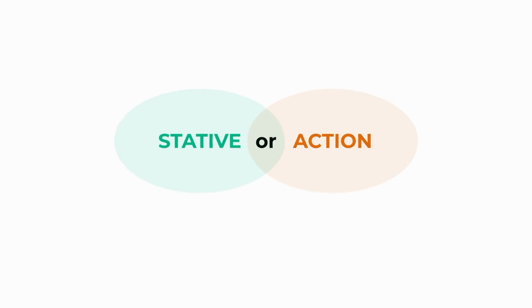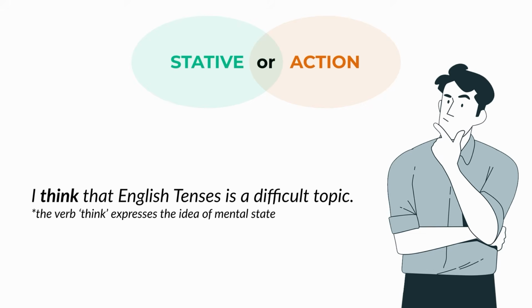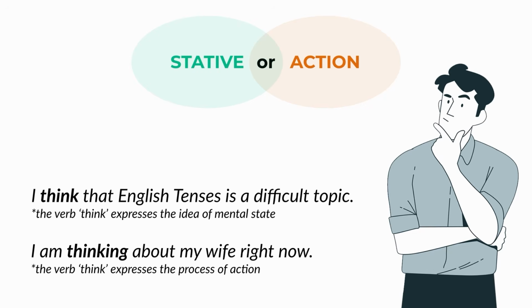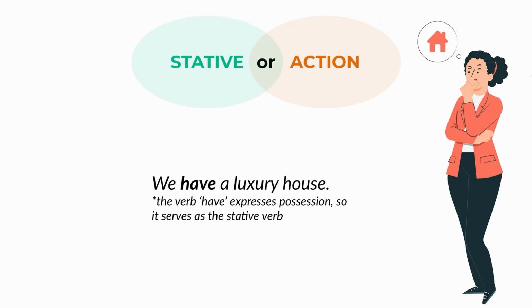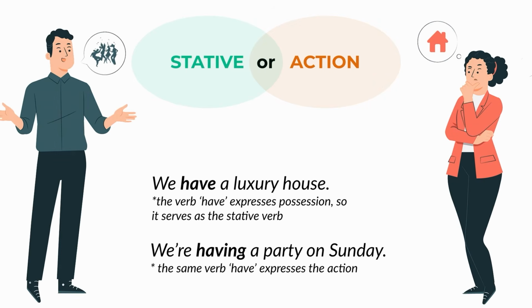Compare sentences. I think that English tenses is a difficult topic, and I am thinking about my wife right now. In the first sentence, the verb think expresses the idea of mental state, but in the second sentence, think expresses the process of action. Another pair of sentences. We have a luxury house. We're having a party on Sunday. And again, in the first sentence, the verb have expresses possession, so it serves as the stative verb. In the second sentence, the same verb have expresses the action.